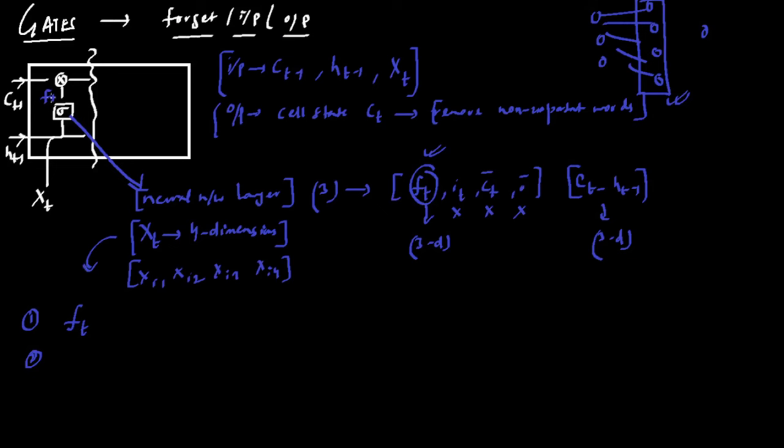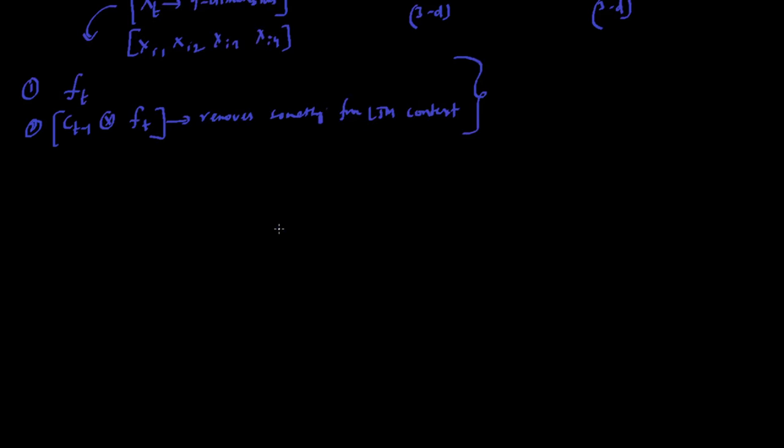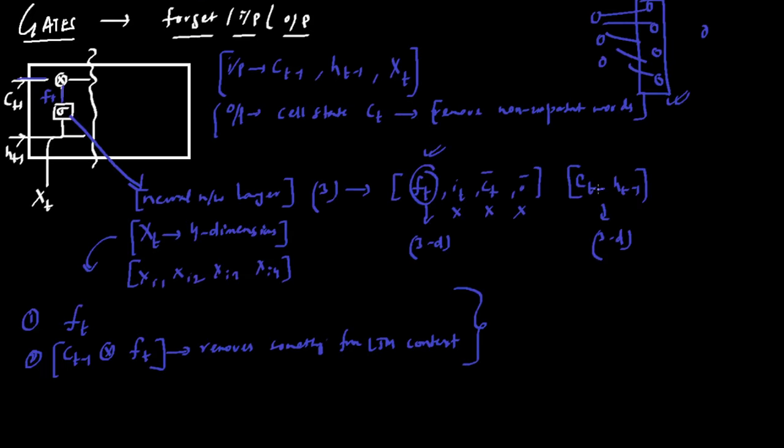And the second thing is, once your FT is calculated, your FT and CT minus 1 have a dot product, a pointwise operation. So CT minus 1 is multiplied pointwise with FT. And this is the part which basically removes something from the long-term memory context. These are the two major things of the forget gate. Now moving ahead, let me draw here itself so that we finish everything in one screen.